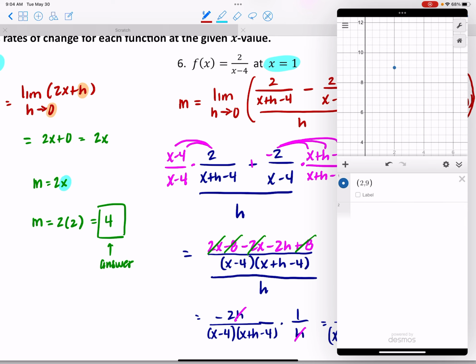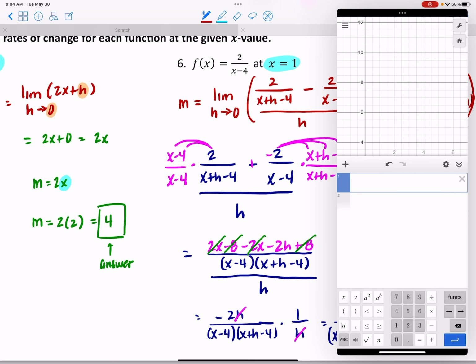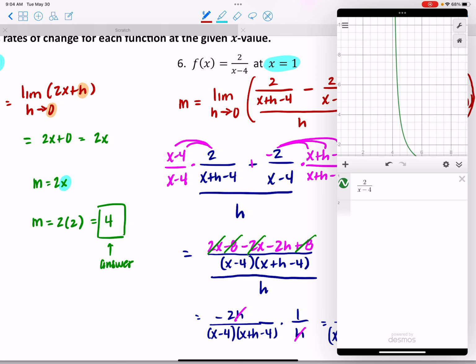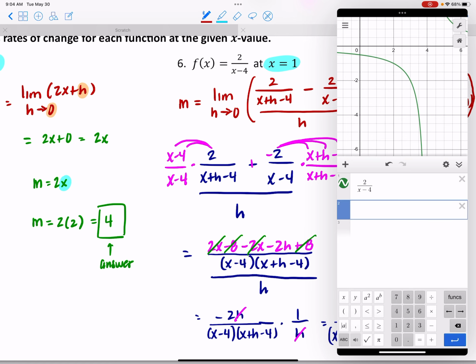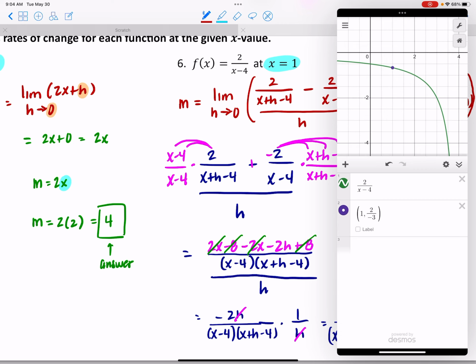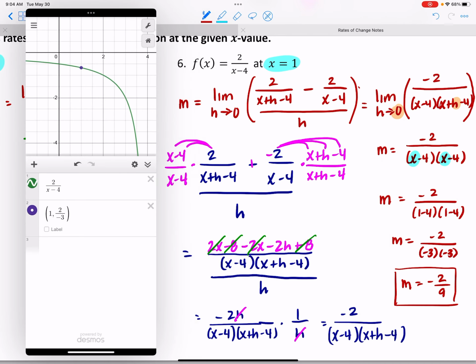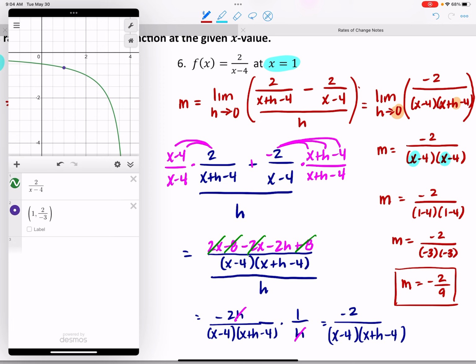But again, let me show you graphically what we're saying here. So if we look at the graph of 2 over x minus 4, and focus on the x value of 1. So at an x value of 1, where are we? So 1, and this would be, if I plugged a 1 into my function, I would have 2 over -3. Okay, that's the point we're focused on. So what we're saying is, if we had this graph, and we drew in a tangent line at that point, the slope of the tangent line would be -2/9.